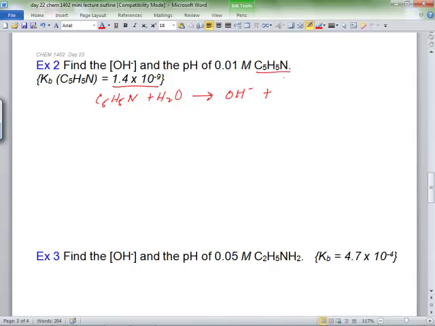And HC5. Perfect. Throw that H out front. He says HC5, right? And he said the plus. Good, right? So you have to write the reaction that way. Has to be the base plus water gives hydroxide plus the conjugate acid. All right.